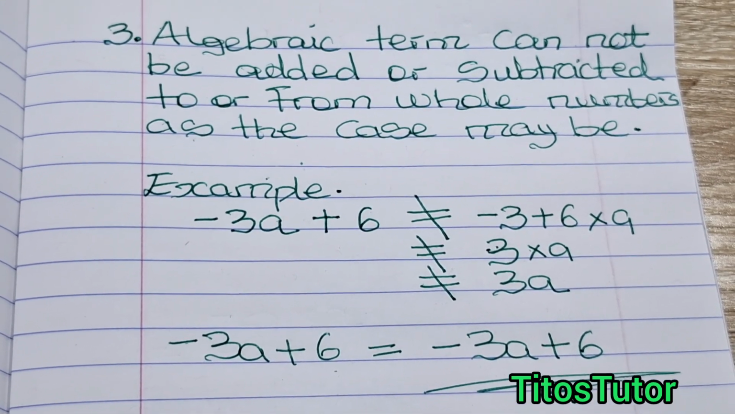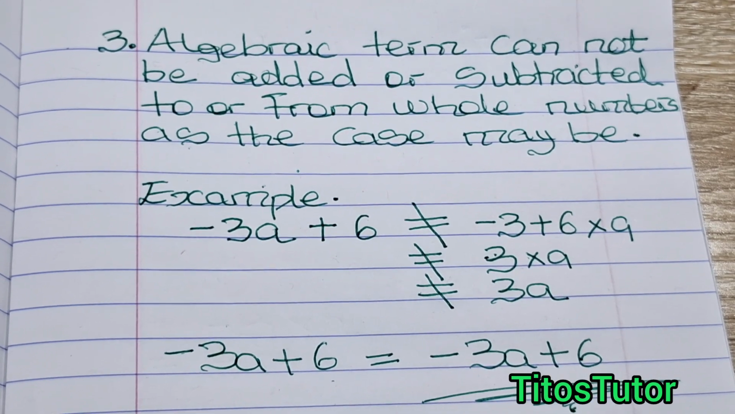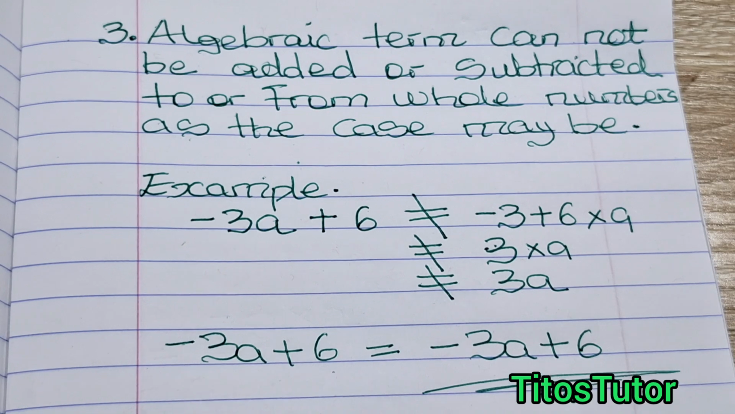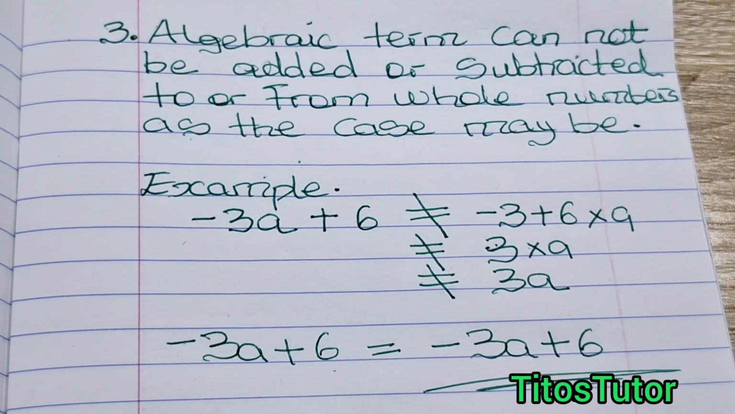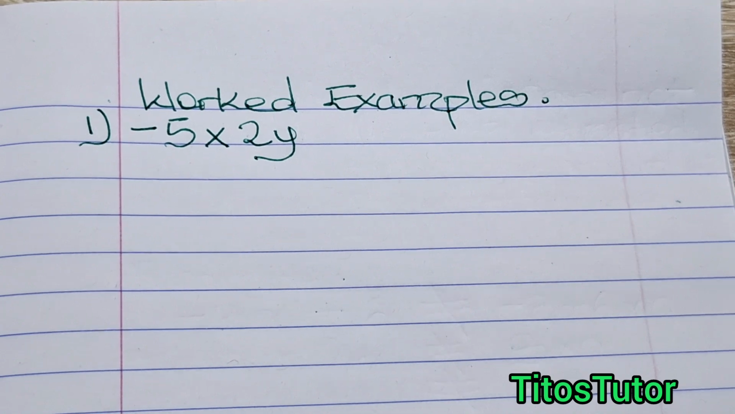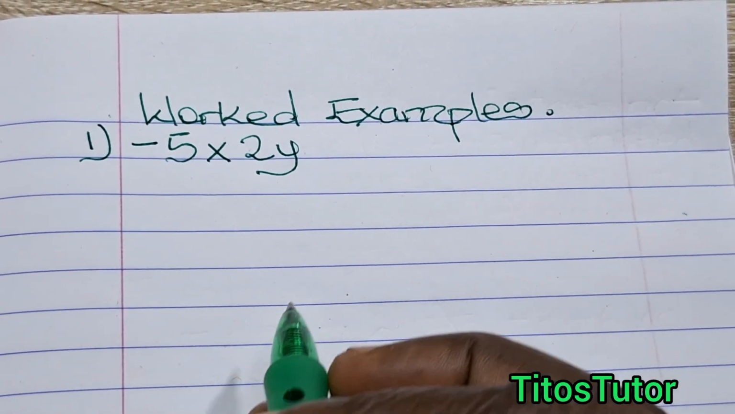It cannot be simplified. So now let's go into some worked examples so you can see how to simplify algebraic expressions. So here are worked examples. First example, negative 5 times 2x.